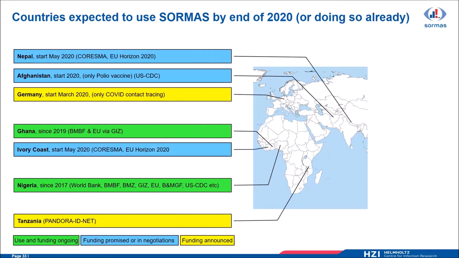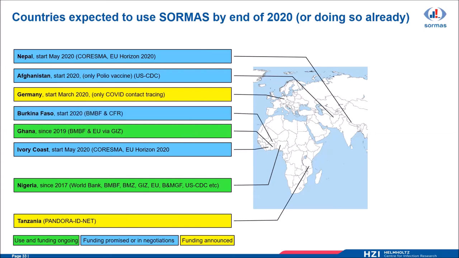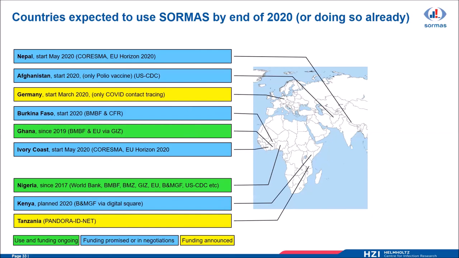This is the plan in Ivory Coast and in Nepal. It started in May. And then Burkina Faso also is about to start. They're making preparations for that. Kenya also has been planned, and also Togo.